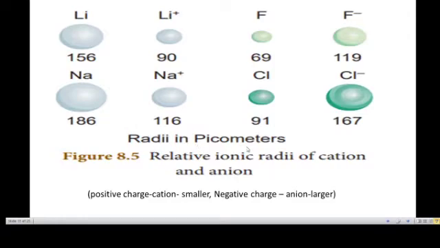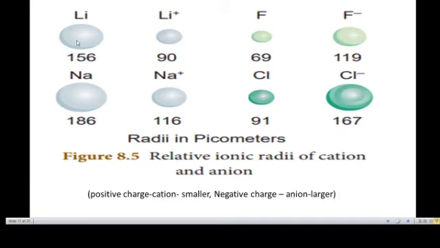So the relative ionic radius of cation and anion, in picometers. A positively charged ion is called a cation, and the size of the cation is always smaller. A negatively charged ion is called an anion, and the size of the anion is always larger.